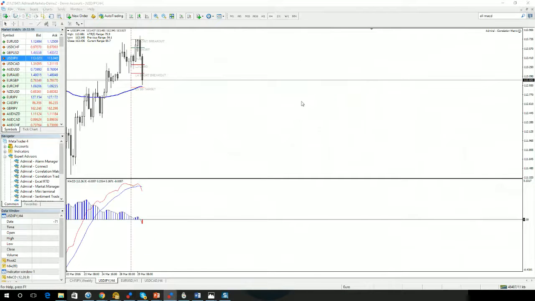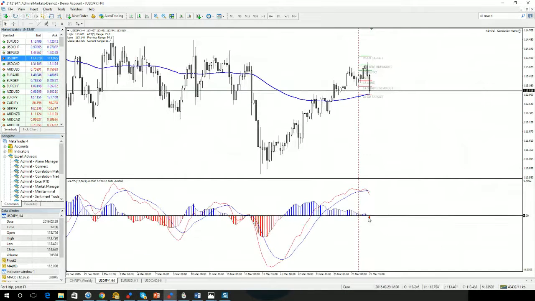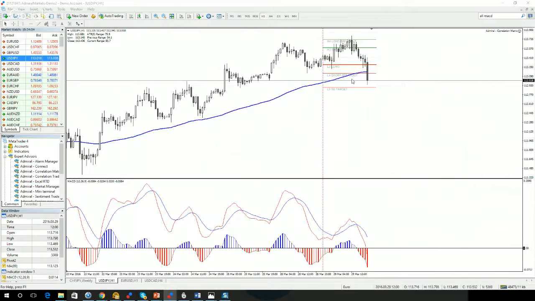Okay, 4 hour time frame. Look, it's a sell here. So this is bearish. 1 hour time frame. See, the price is going. Now what we want to see, let's see 15 minutes.